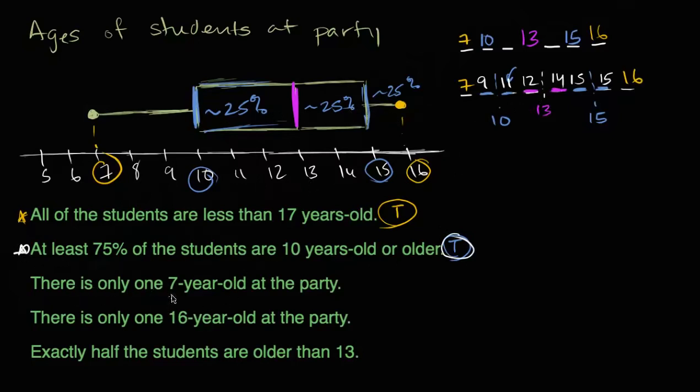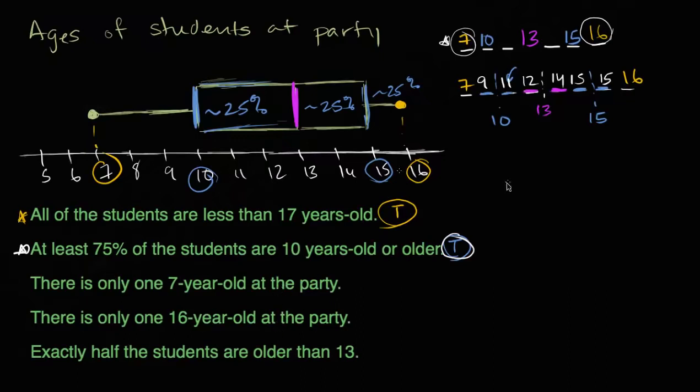Now they say there's only one 7-year-old at the party. Well, this first possibility that we looked at, that was the case. There was only one 7-year-old at the party, and there was one 16-year-old at the party. And actually, that was the next statement. There's only one 16-year-old at the party. So both of these seem like we can definitely construct data that's consistent with this box and whiskers plot, where this is true. But could we construct one where it's not true?